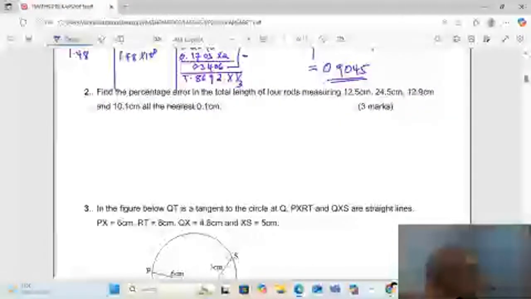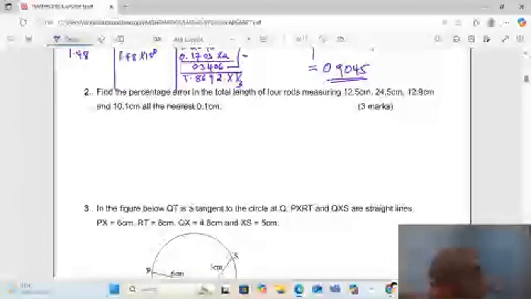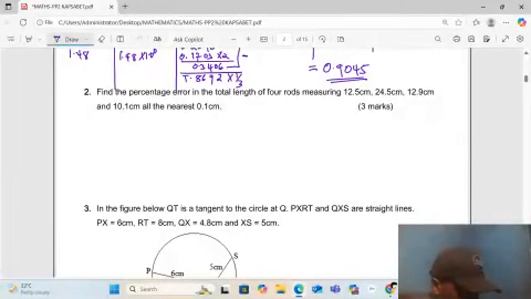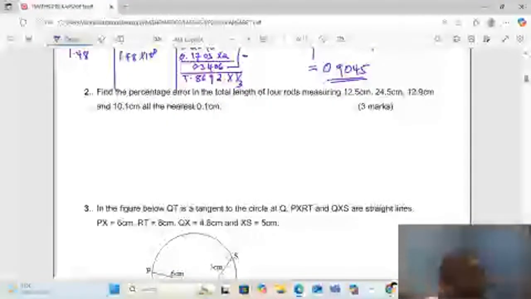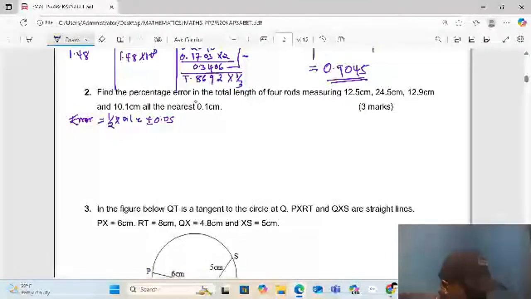Find the percentage error in the total length of 4 rods measuring 12.5, 24.5, 12.9, and 10.1, all to the nearest 0.1. So for us to calculate the error, we shall have a half of 0.1, which is plus or minus 0.05. So we look for the actual length.